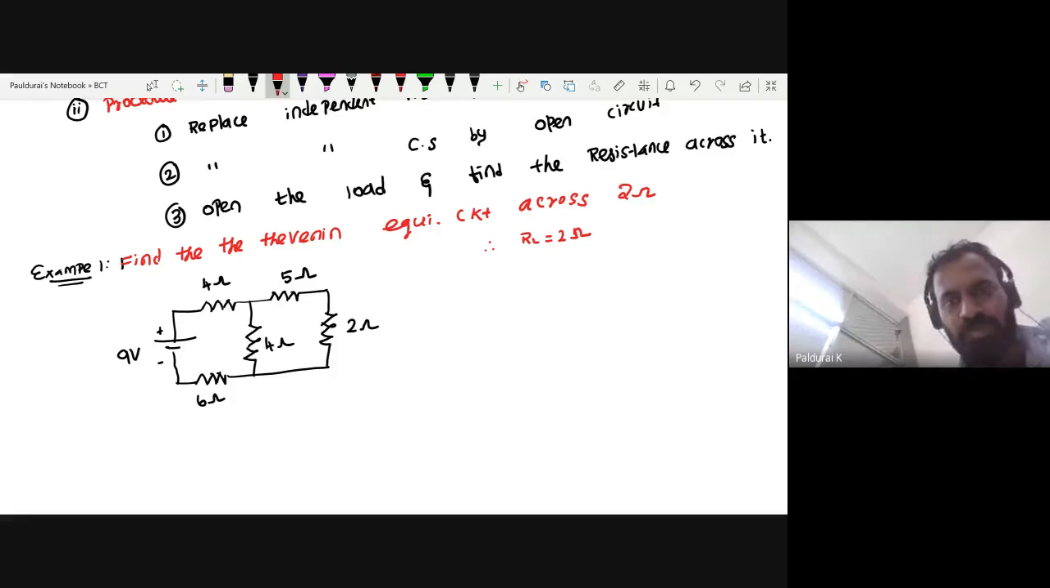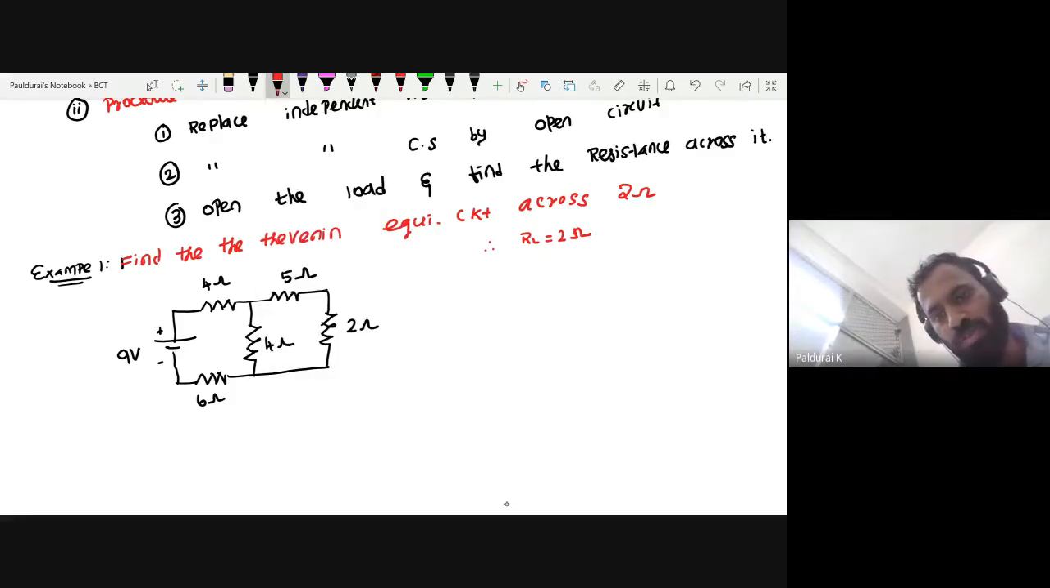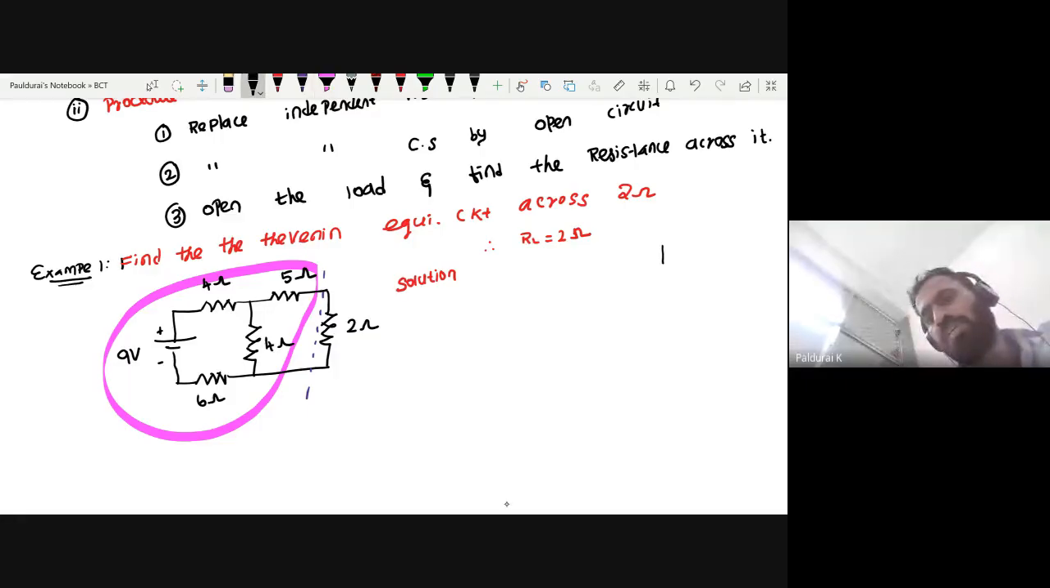Okay, so let me give the solution. What we are going to do now? This is my load, and I am going to replace this entire thing by a single voltage source in series with a resistor. That obviously you know. A single voltage source in series with a resistance. So this voltage source is VTH. This resistance is RTH.